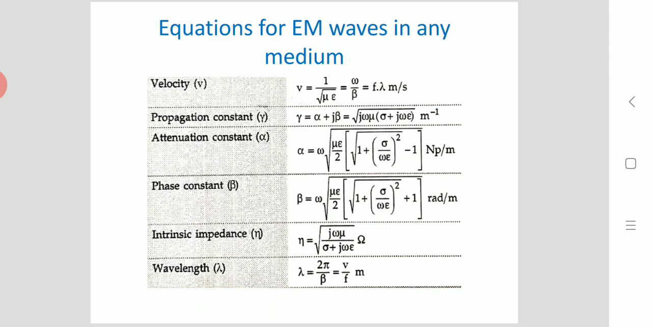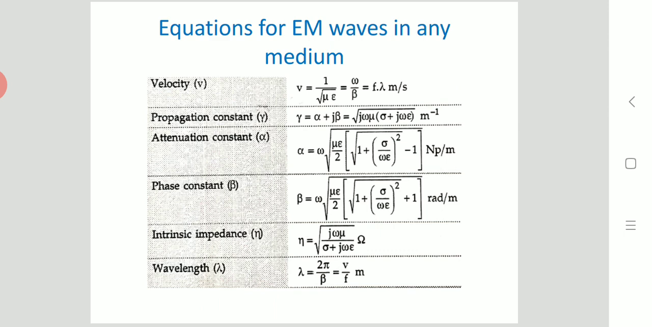Next, the attenuation constant: alpha is equal to omega root of mu epsilon by 2 into bracket root of 1 plus bracket sigma by omega epsilon squared, square root complete, minus 1 bracket. So this is the attenuation constant.